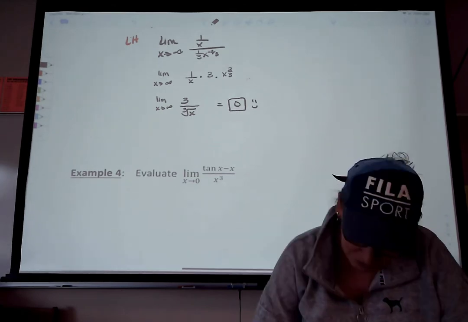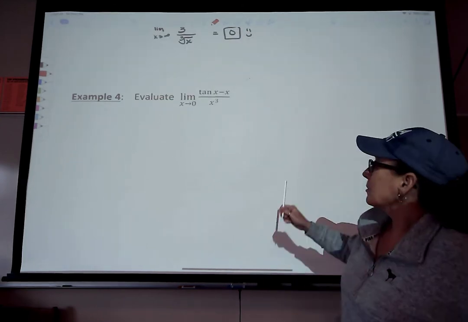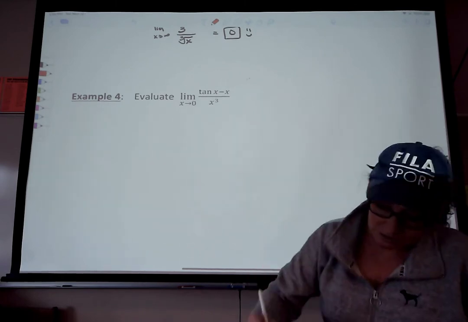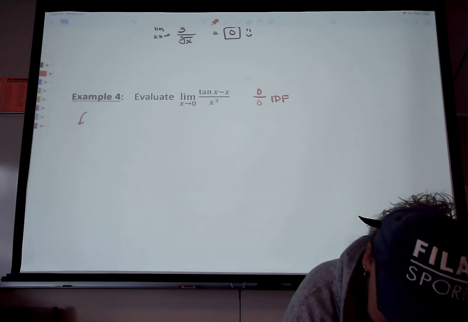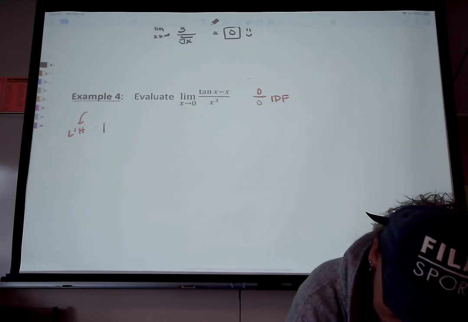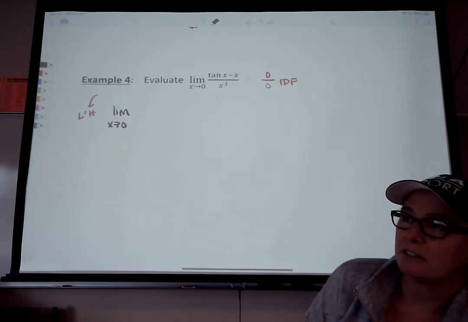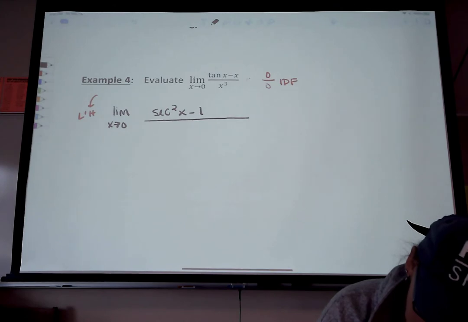Whew, next one's a fun one. Sub in 0, so I get tangent of 0, 0. 0 minus 0, 0, 0. Definitely we get an indeterminate form. So we're going to use L'Hopital's rule. Here I go. Derivative of the top. Derivative of tangent is secant squared. Derivative of the bottom.